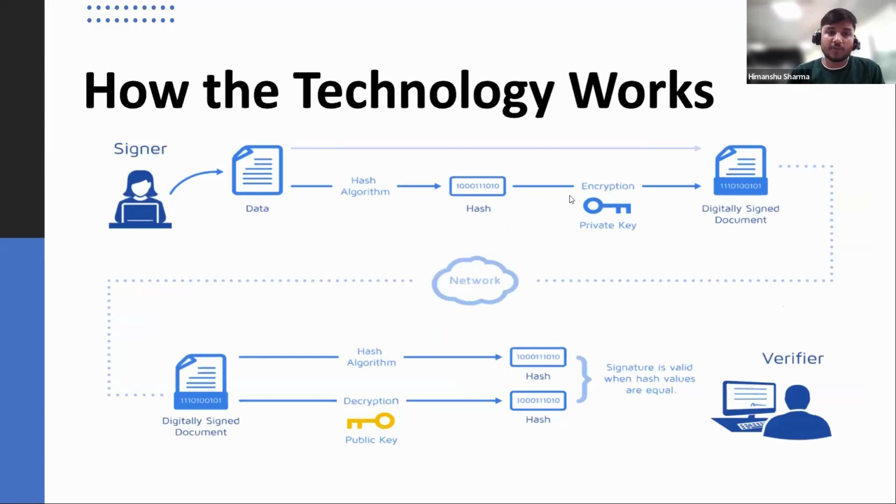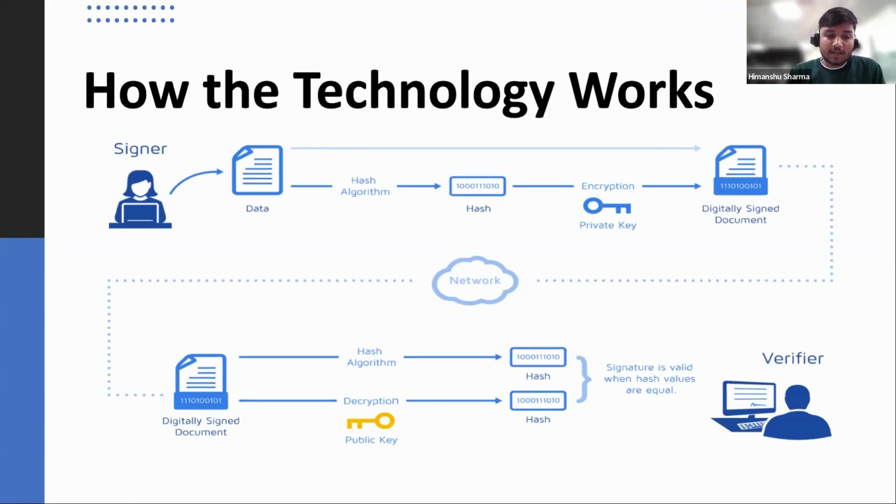Now, how does the technology work? As you see, the signer sends the data, and the data and message are converted to a hash key with the hash algorithm. With the hash key and the private key, the digitally signed document is generated. Then it is sent over the internet. A digital signature requires the use of public key cryptography. If you are going to sign something digitally, you need to obtain both a public key and a private key. The private key is something you keep entirely to yourself.